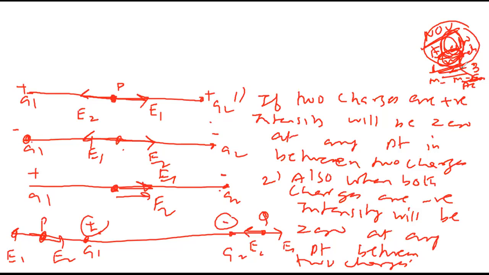Draw the diagram, write 2 points. Sir, done. Even the direction part properly done. And those 2 points: if two charges are positive, intensity will be 0 at any point between; if negative, then also anywhere in between. All of you complete till this? Yes, sir.